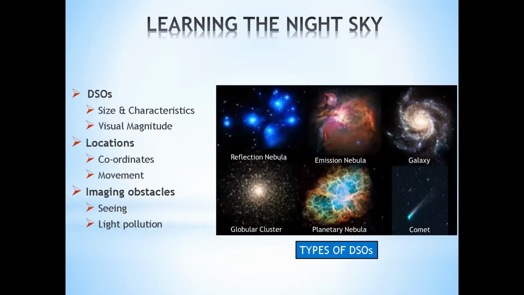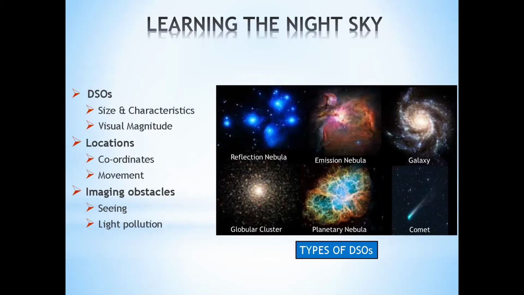So let's talk a little bit about the night sky. You need to know really about DSOs, or deep sky objects, their size, what wavelengths of light they emit, so you can capture that on your sensor. The visual magnitude is the brightness of these objects, where they're located and how they move through the sky, and some imaging obstacles, such as seeing, which are environmental factors, and light pollution.